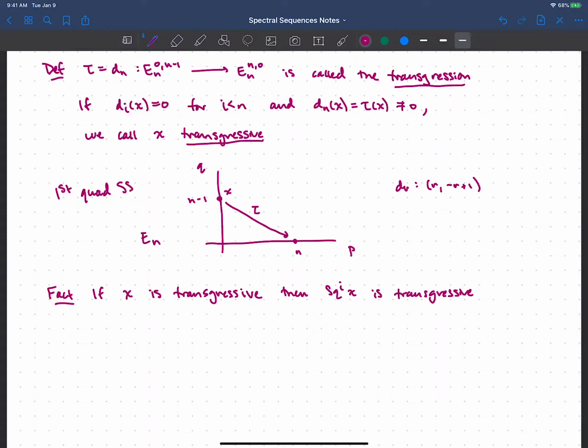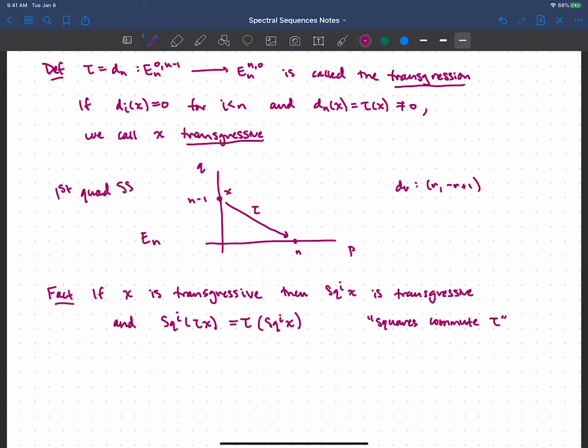And we can even make that a little bit more precise. It's even better than that. Sq^i of the element that we hit is the transgression applied to Sq^i. So I say the squares commute with the transgression. Let me write that. That's really the slogan that I want you to remember.